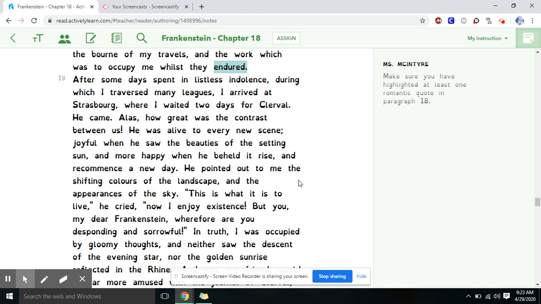He came. Alas, how great was the contrast between us! He was alive to every new scene, joyful when he saw the beauties of the setting sun, and more happy when he beheld it rise and recommence a new day. He pointed out to me the shifting colors of the landscape and the appearances of the sky. "This is what it is to live," he cried. "Now I enjoy existence. But you, my dear Frankenstein, wherefore are you desponding and sorrowful?"